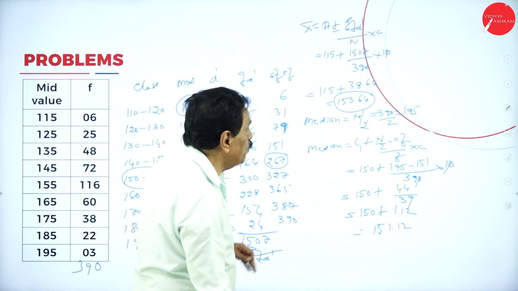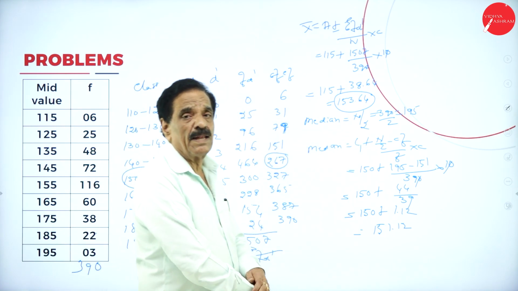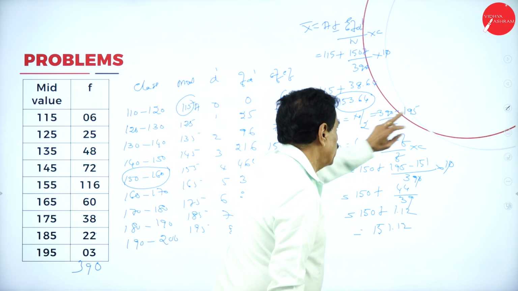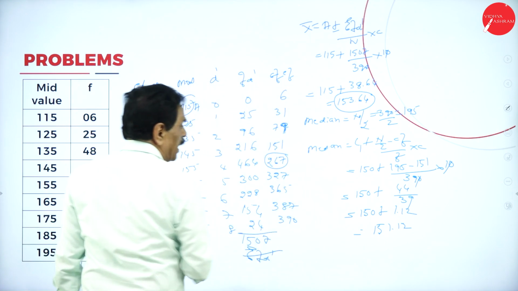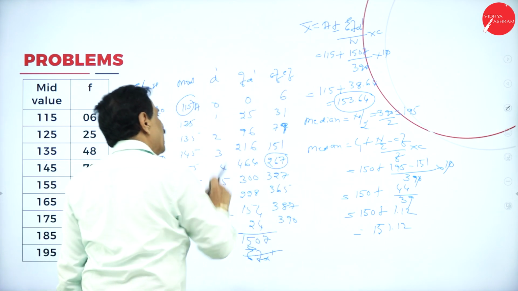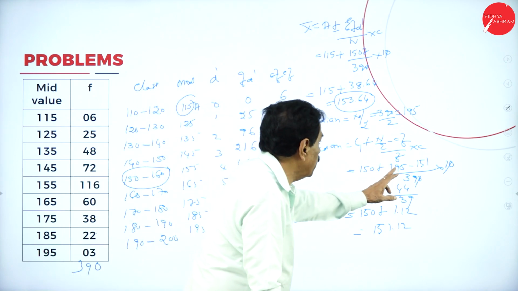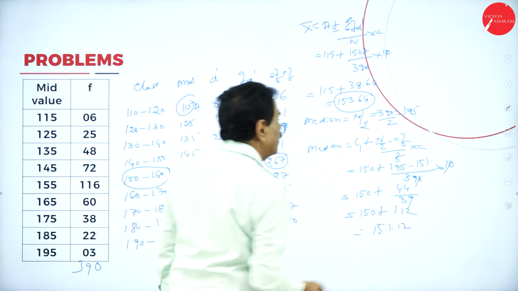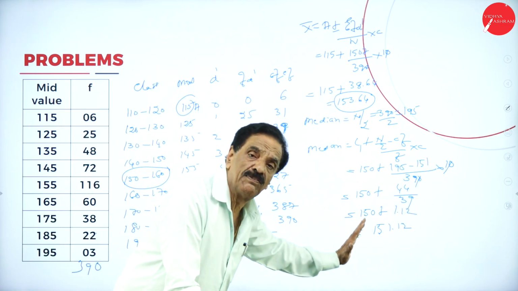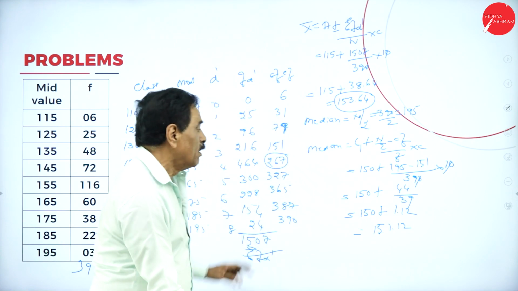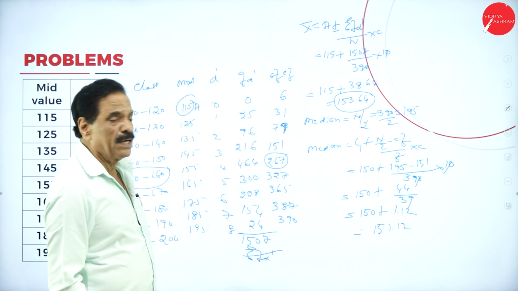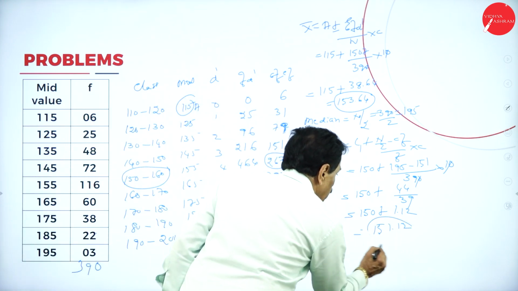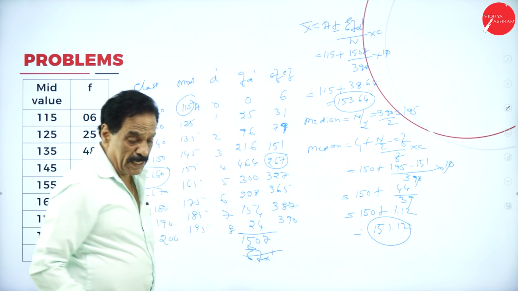So what are the steps to do? Median is equal to n by 2. Find out the n by 2 in the CF. Your cumulative frequency is 267, behind this is 151, and n by 2 is 195. Behind 151, divided by the frequency 39, into class interval 10. So 150 plus 44 divided by 39. 44 divided by 39 is 1.12. It comes to 151.12. So your median is over.